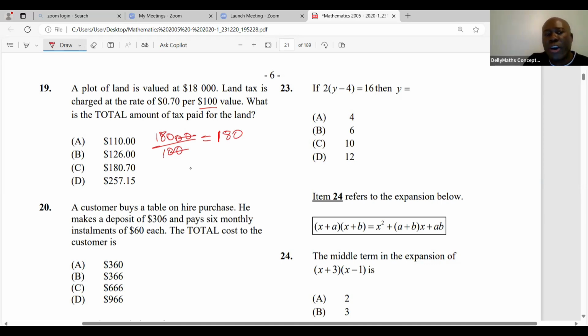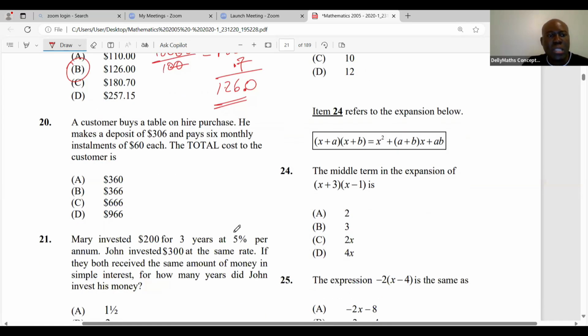Now, for every 100, it is 70 cents. So it is 0.7. So all I want to do is to multiply my 180 times 0.7. Remember, though, you do your multiplication, you're going to get 1260. Remember, there's a decimal point here. So it's 126. That is the answer right there. So it's ordinary multiplication, and we walk ourselves through it.